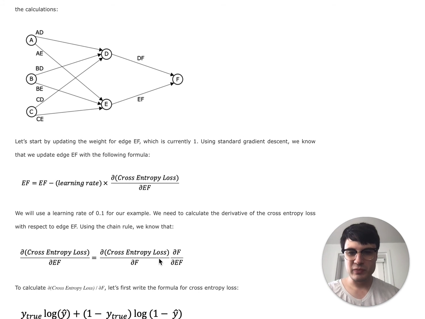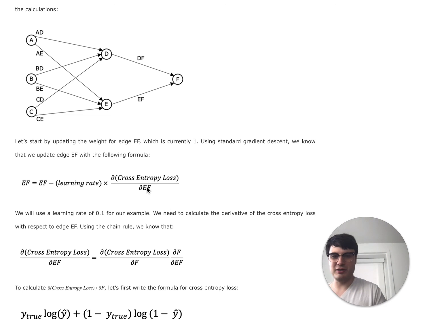If we're going to calculate this value, we don't directly have this derivative, so we need to break it apart using the chain rule. Using the chain rule, we see that this partial derivative of the cross entropy loss with respect to ef is equal to the partial derivative of the cross entropy loss with respect to f times the partial derivative of f with respect to ef.